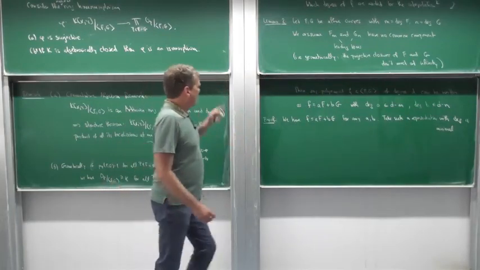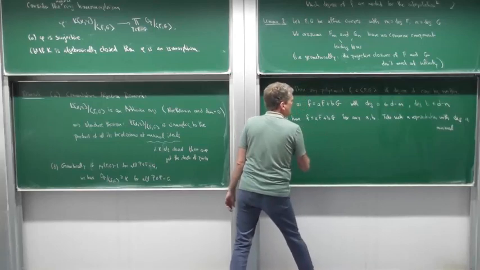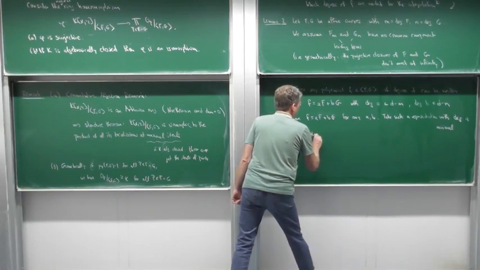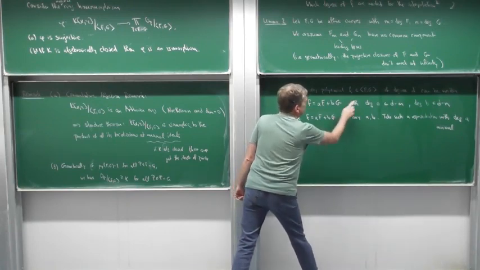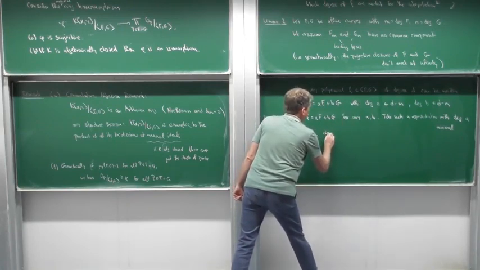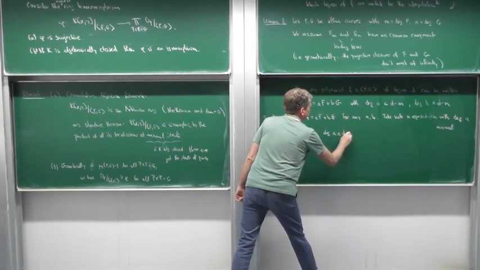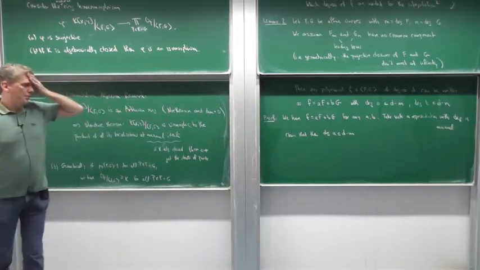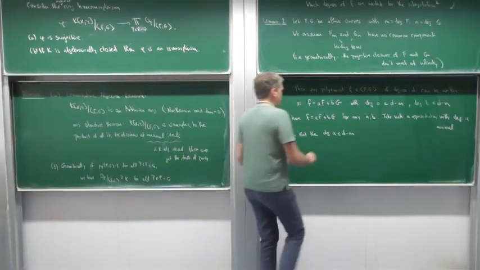And so why is that? So we claim that then this degree bound holds: the degree of A is less than or equal to d minus m. So why is that? Assume this is not the case.